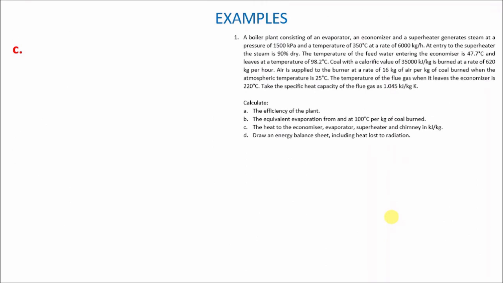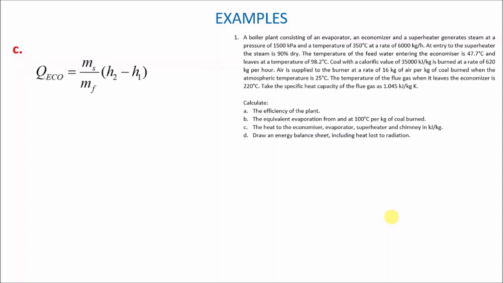So point number C. First, we have to find the heat to the economizer. And this is the equation for heat to the economizer. We already found H1 in the previous slide. Now, what is H2? To find H2, remember I told you H2 is the enthalpy of the water out of the economizer. And out of the economizer, you still have water in liquid form, but it is at a higher temperature, hotter water, okay?